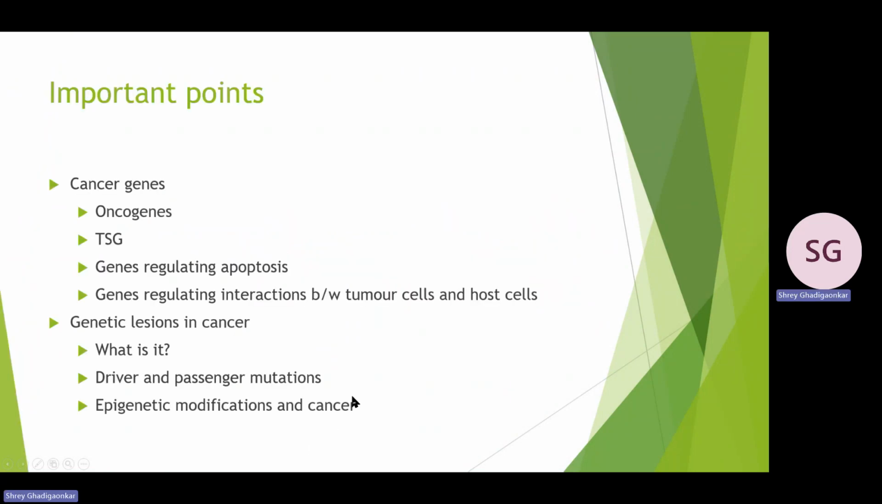When we talk about any question in the exam, one thing I would suggest is to create a map of what you want to talk about and jot down specific important points. In this question, the important points would be cancer genes and different types of genes and genetic lesions in cancer, and what it is about driver and passenger mutations and epigenetic modifications in cancer. So let's get right to it.